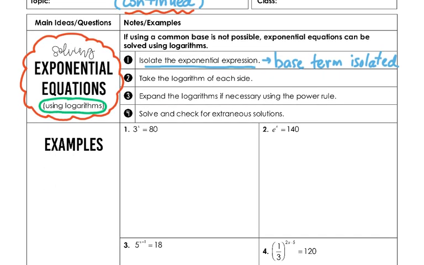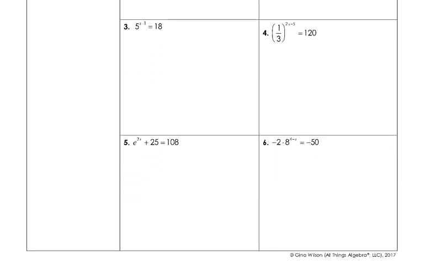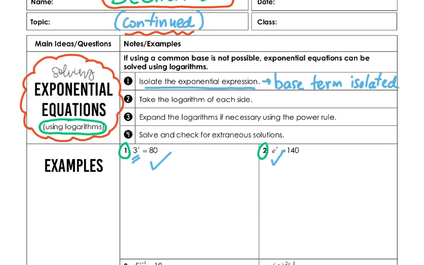If I scroll down and look through a couple of these, if you look at number one, you notice that the base of this exponential is 3. And so the 3 to the x is isolated already. So good, step one would be done on that one. If I look at number two, the base is e, and you can see the e to the x term is also isolated. But as I scroll down to maybe number 5 and even look at number 6, the base here, the number that's being raised to a power, is the 8. So that 8 to the 4 minus x is not isolated. There are some other things on that side that we're going to need to get rid of before we continue. But that's a good first step: try to get the base term isolated.